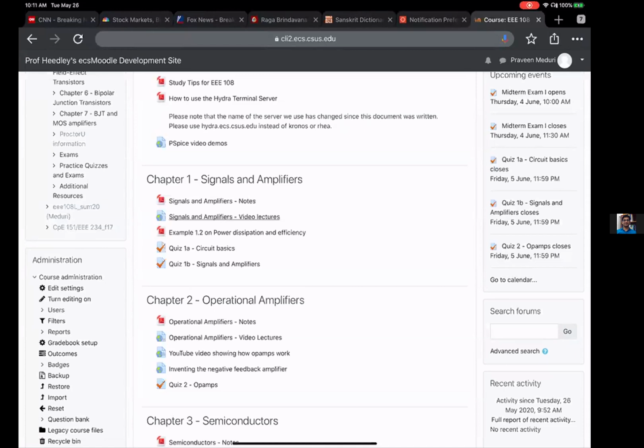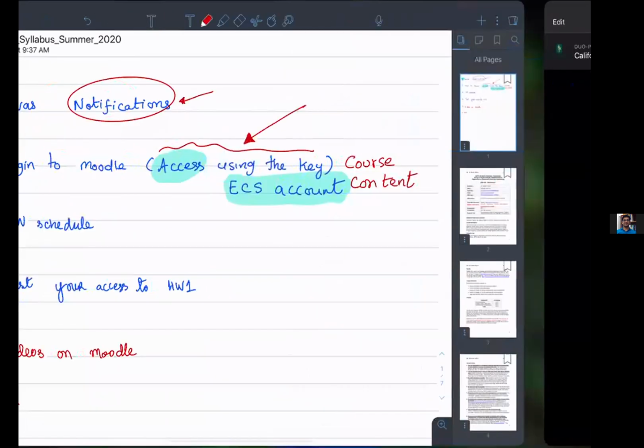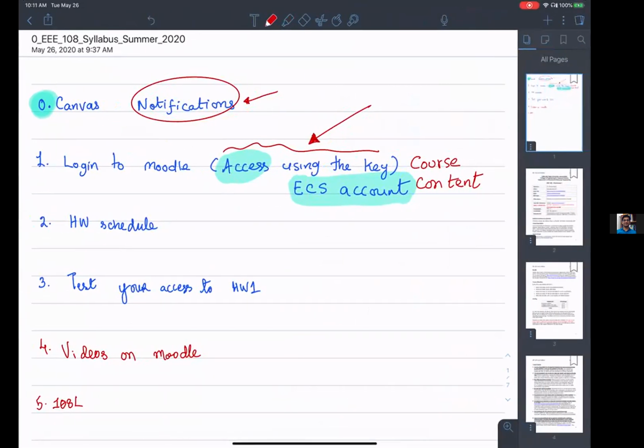Okay, so that's about the different chapters in the organization. So let's take a quick look at the syllabus and see how the summer syllabus is organized.